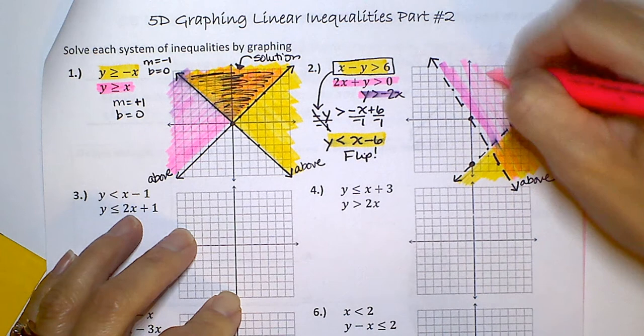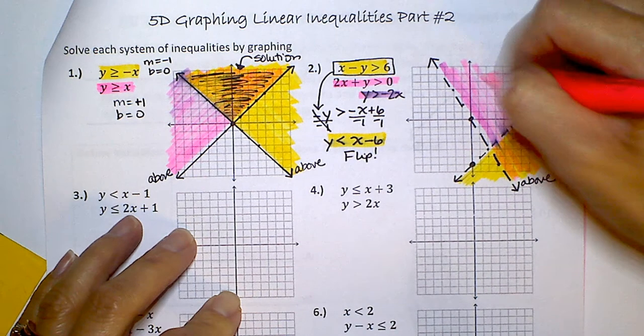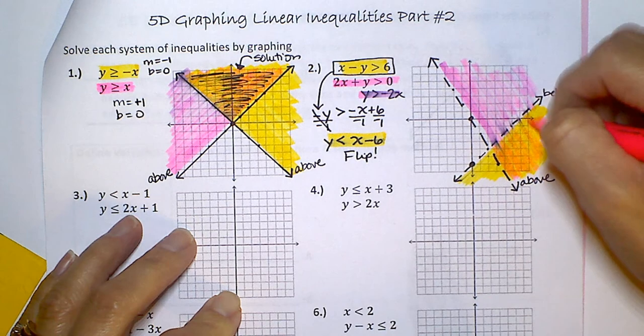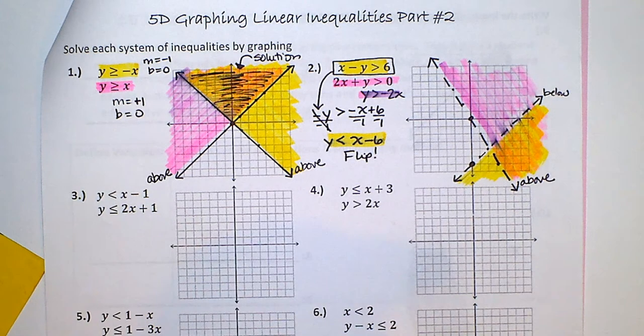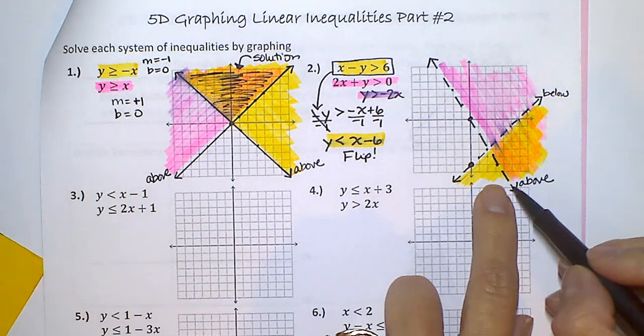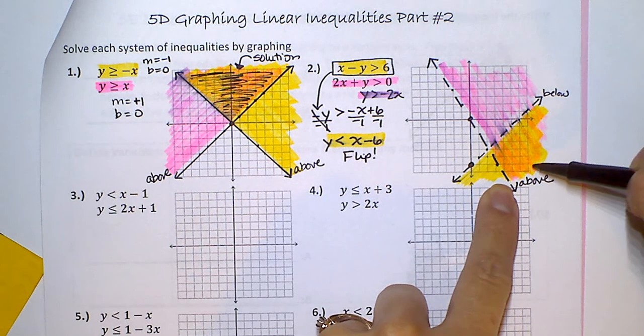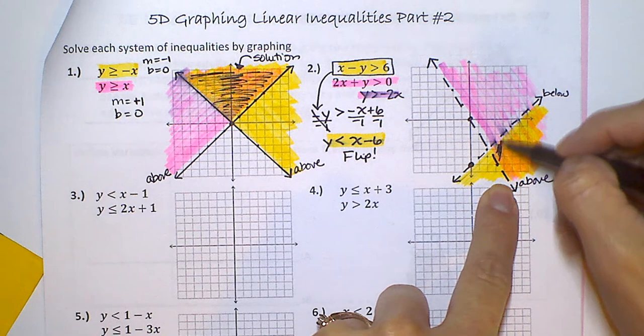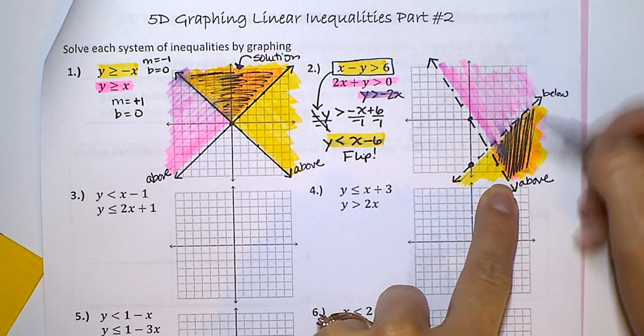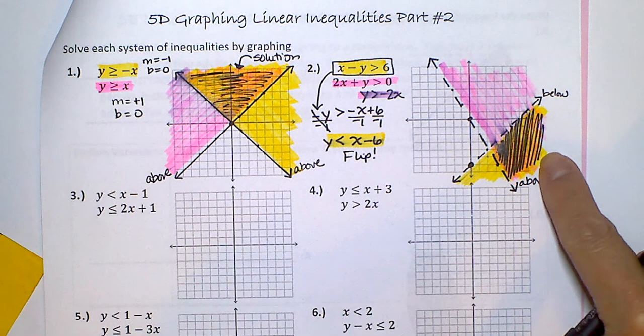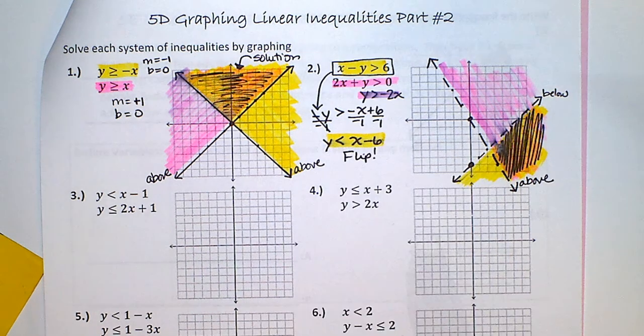Note that my highlighter is kind of running out of ink. And you'll notice we are above this dashed line, so above here, but we need to be below the first line. So this is where they are overlapping. This is the solution when we graph these systems of linear inequalities.